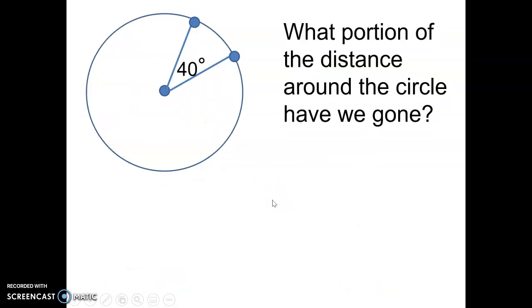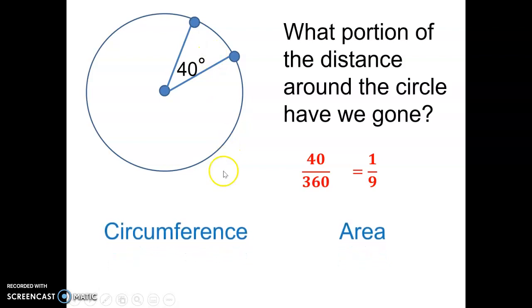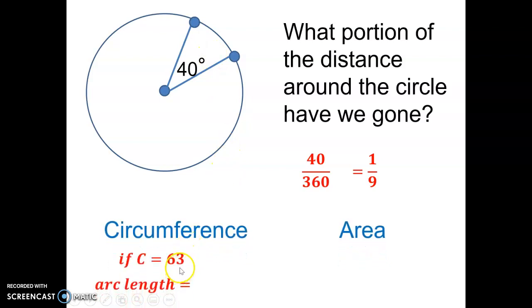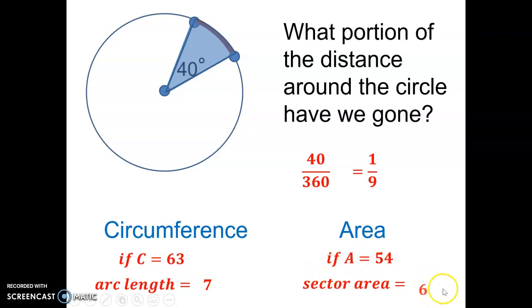Let's keep going. Hey, when you're doing something right, let's do a little bit more of it. What portion do we have here? 40 out of 360. Simplify that to 1/9. Okay, we have 1/9 of the circle. Excellent. Circumference, let's say the entire circumference is 63. How long is the arc? Let's say the entire area is 54. What area do you have in this sector? Go. Okay, 1/9 of 63 is 7. 1/9 of 54 is 6.